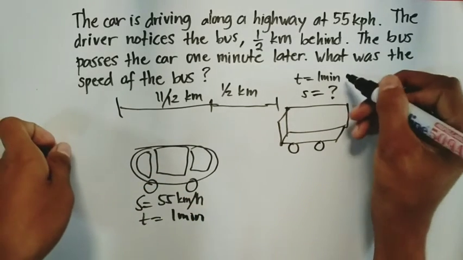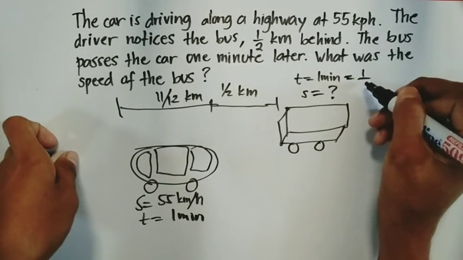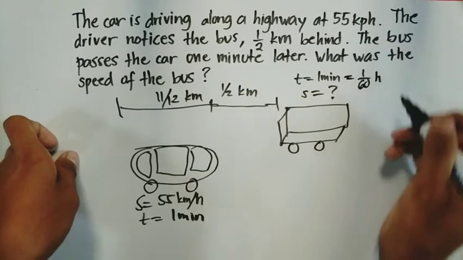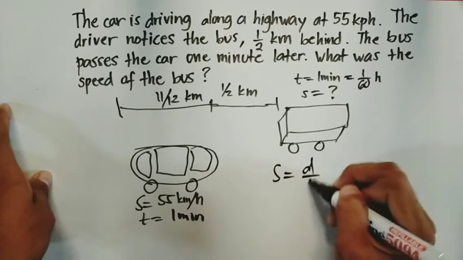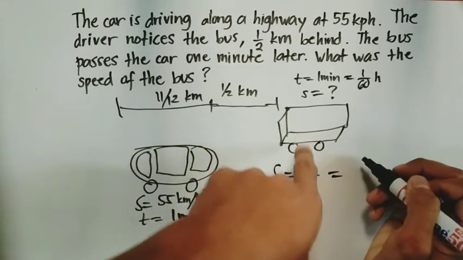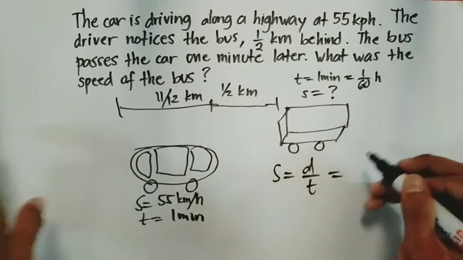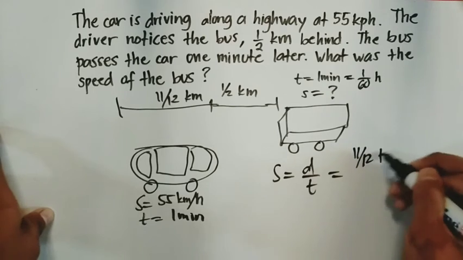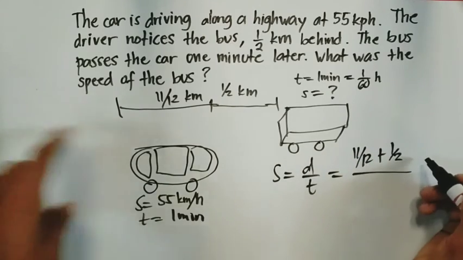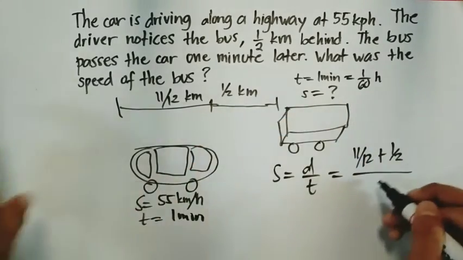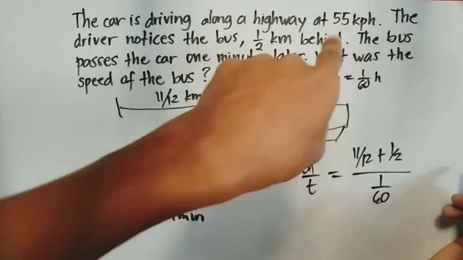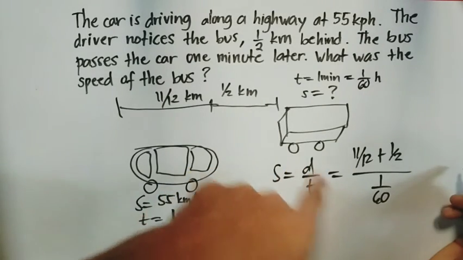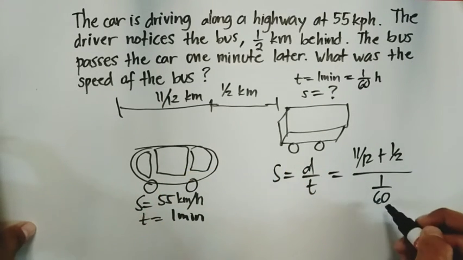So, di ba ang 1 minute is equal to 1/60 hour? So, dito na tayo. Using the speed is equal to distance over time. Ang distance na matatravel nito after 1 minute is etong lahat. So, 11/12 plus 1/2 all over. Ang time niya is 1 minute or 1/60. Dapat naka-hour siya kasi ang speed ng isang car, kilometer per hour. So, dapat ang speed niya din, kilometer per hour. So, ito kilometer, ito yung hour.